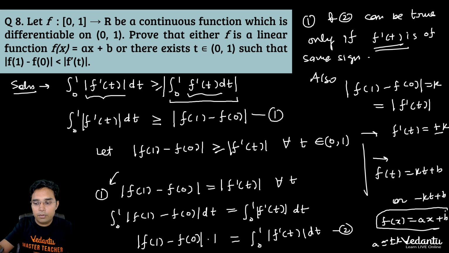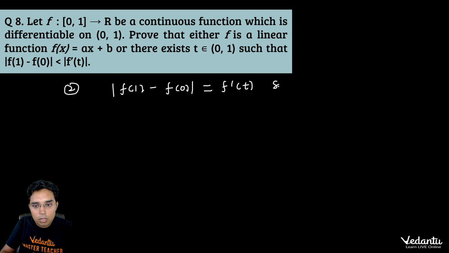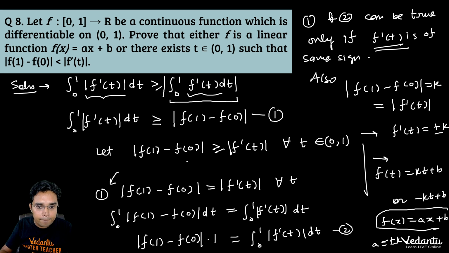Now coming to the other scenario, number 2. What could be the other scenario? I assume that |f1 - f0| is greater than or equal to |f'(t)|. So let us assume that it is equal to |f'(t)| for some t, and |f1 - f0| is greater than |f'(t)| for other t. I think this is what I assumed here. So what I am saying now, it is equal to |f'(t)| sometimes, and it is greater than |f'(t)| for other times.